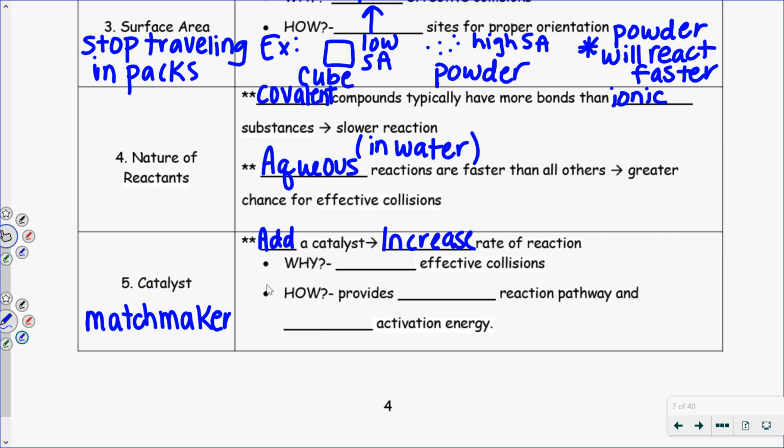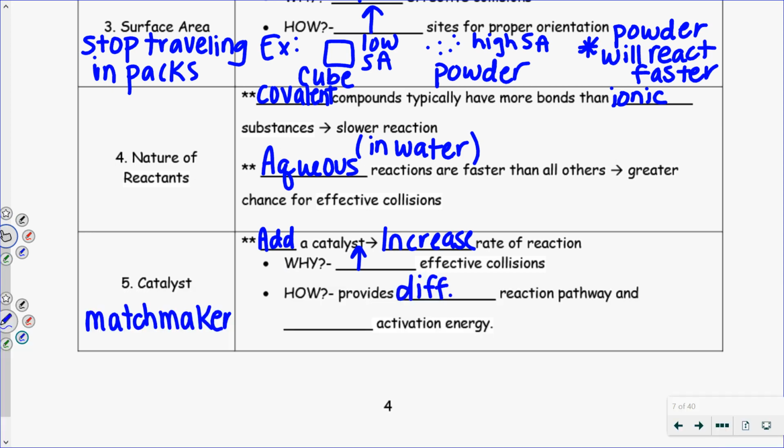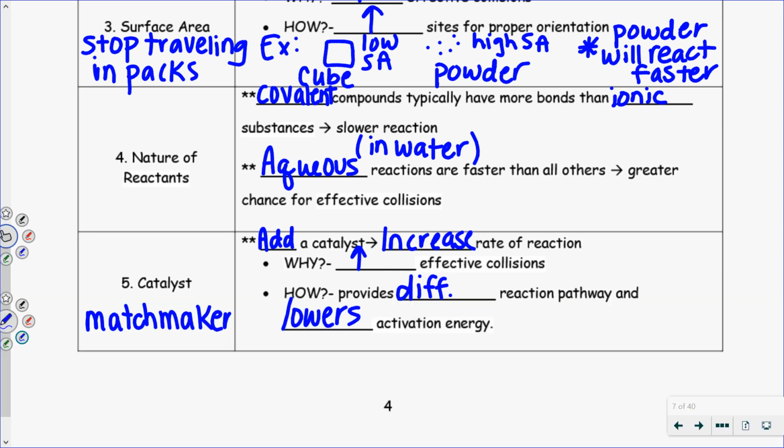Now, why does a catalyst work? Well, as always, anytime something's going faster, we're increasing those effective collisions. But a catalyst does something a little different, and we're going to talk about this word activation energy tomorrow. But a catalyst provides a different reaction pathway and lowers something called the activation energy. As I said, we'll talk about that tomorrow. But a catalyst basically makes a mountain and turns it into a hill. It creates a different pathway that's a little bit easier to get over. So that's what a catalyst kind of does to speed up a reaction.